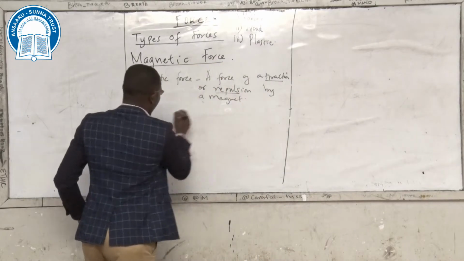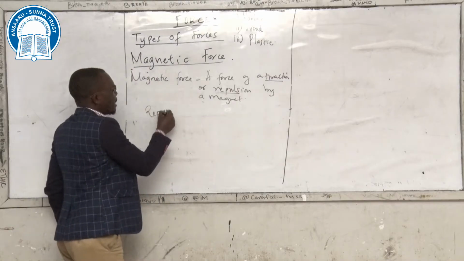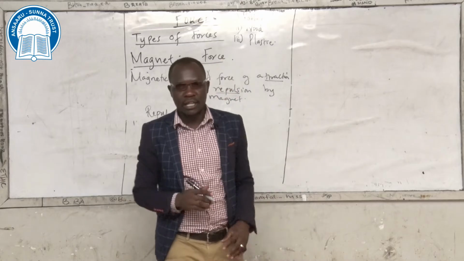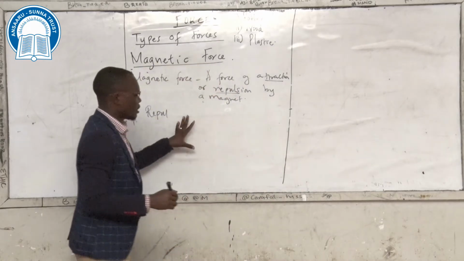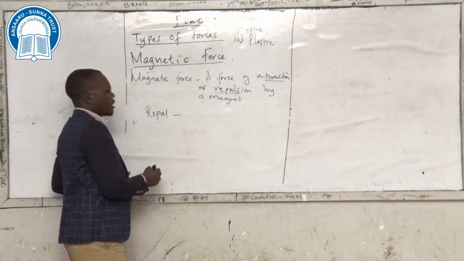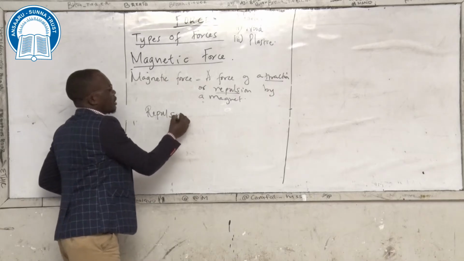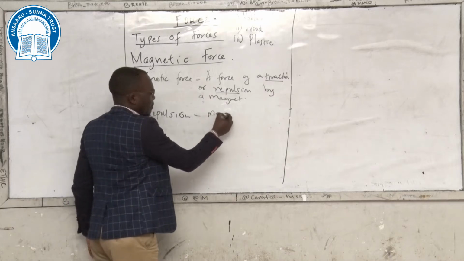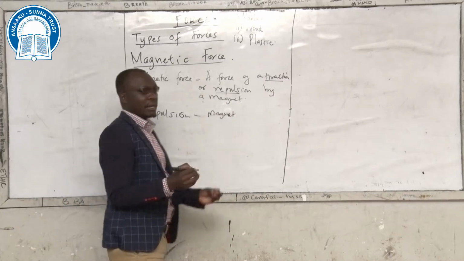What about repulsion? I said to repel is to experience a force pushing two objects apart from each other or away from each other. When does repulsion take place? Repulsion takes place when a magnet is brought close to another magnet.